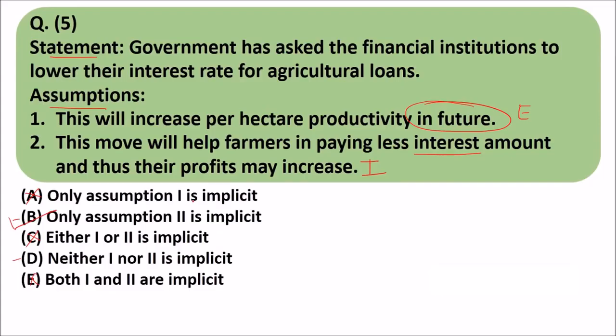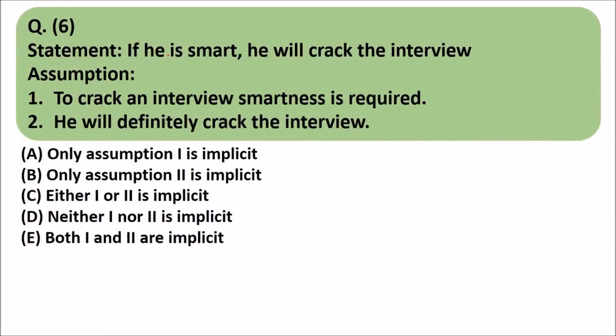Very easy. Just remember the tips which we have learned till now and you will very easily be able to solve the sums. Statement: if he is smart, he will crack the interview. Assumption: to crack an interview, smartness is required. Second one is he will definitely crack the interview. Now here the statement is if he is smart, then only he will crack the interview. So what does that mean? To crack an interview, smartness is needed. So this becomes an implicit. By common sense, by logic, you can derive this. So this is an implicit assumption.